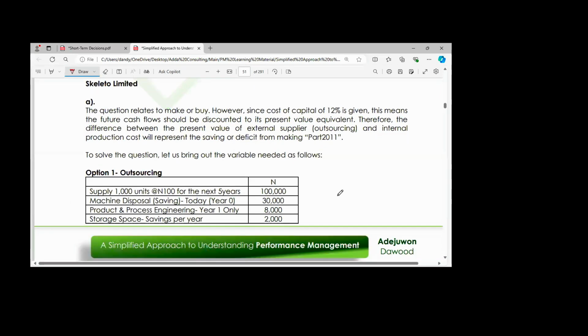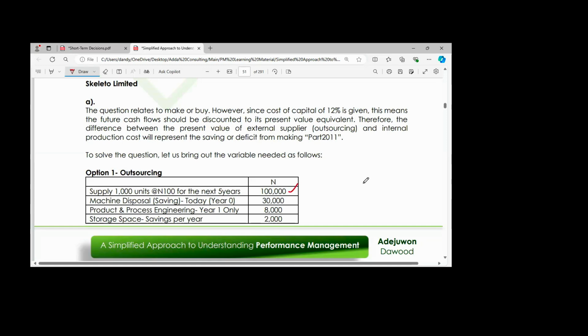So to solve the question, let us bring out the variable need. I've already also explained this, but for the part of the outsourcing, you want to outsource the part 2011 to KK Limited. We are told that the company wants to supply 1,000 units at 100 naira for the next 5 years per year. So when you multiply 1,000 units by 100 naira, that will give you 100,000 naira. You keep it on one side. And this 100,000 naira is meant for year 1 to year 5, because we are told it's per year.